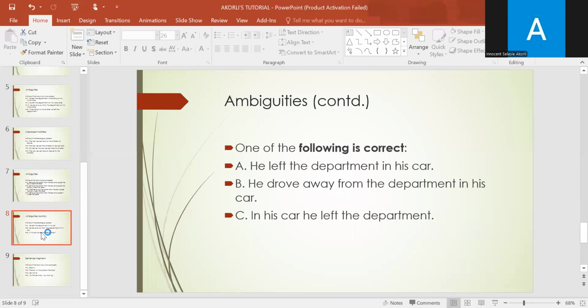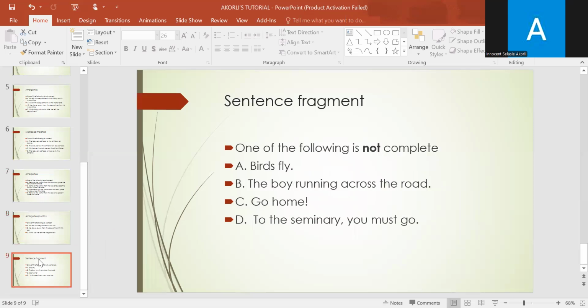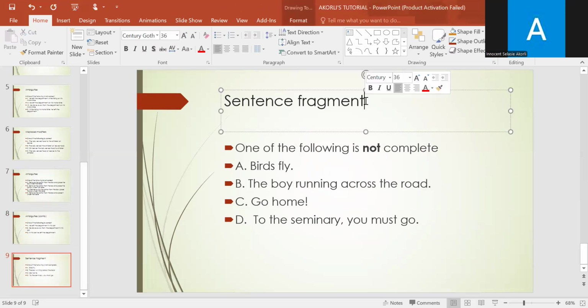Now let's continue with ambiguities and talk about one of the following is correct. He left the department. I think we saw this example already, so we don't need to repeat it. Then you will also see sentence fragments in this particular case, talking about grammar, because we are talking about dangling modifiers, misplaced modifiers, ambiguities, and even sentence fragments. Sentence fragments are not complete, if you like. In other words, they are incomplete.